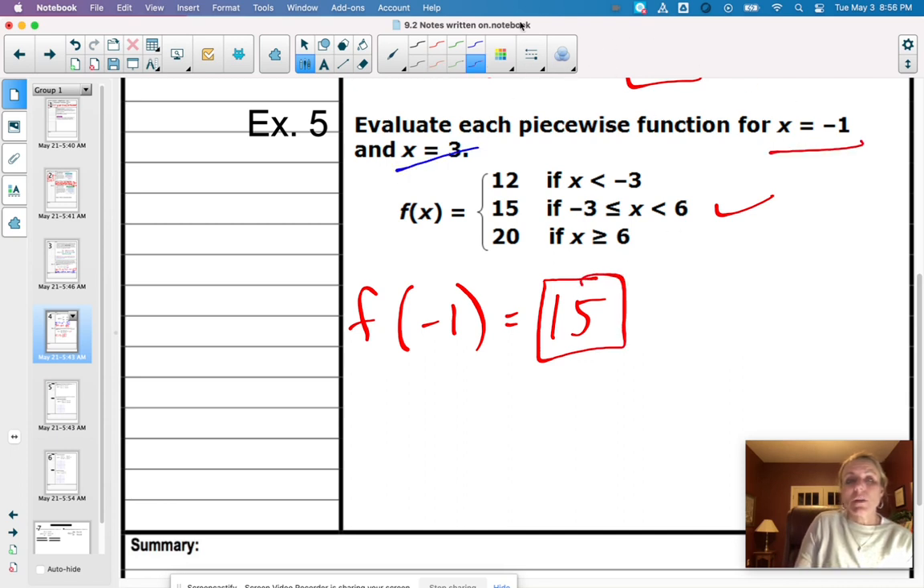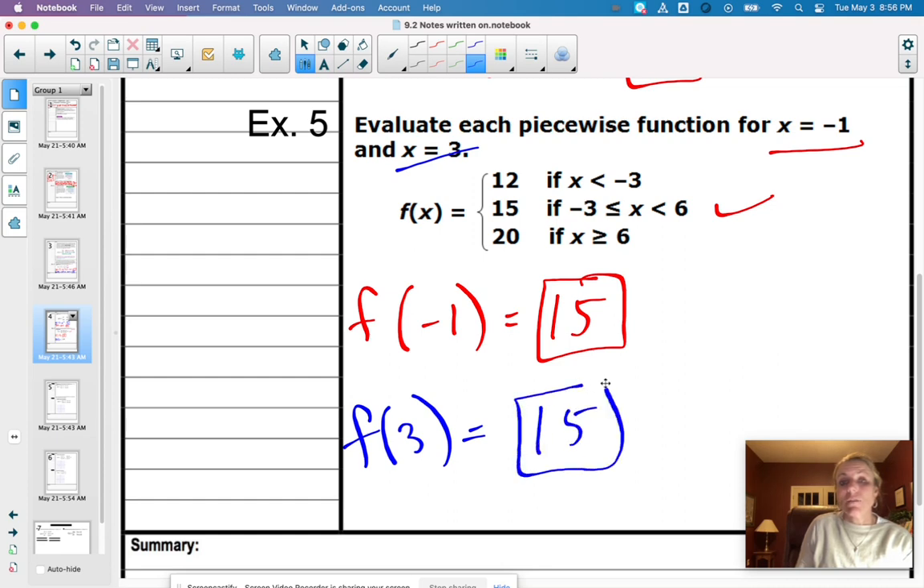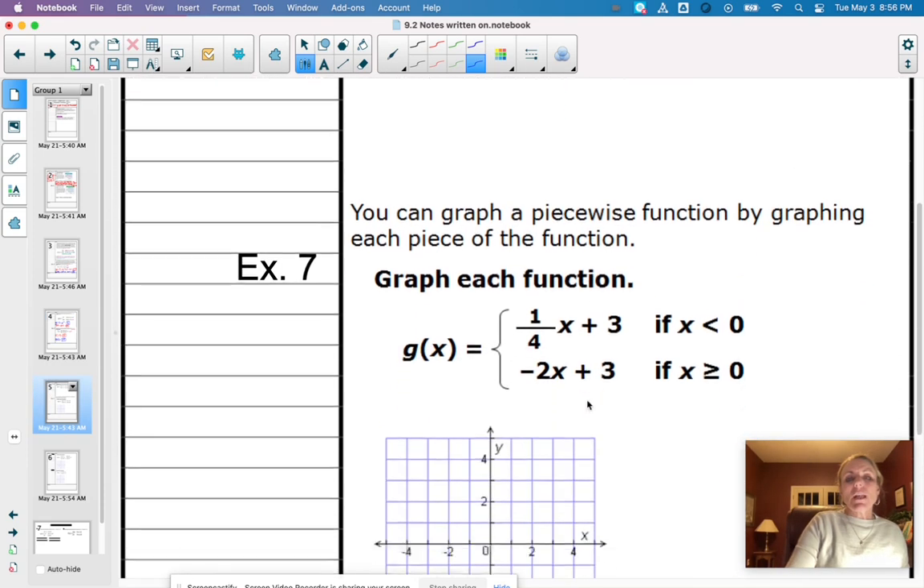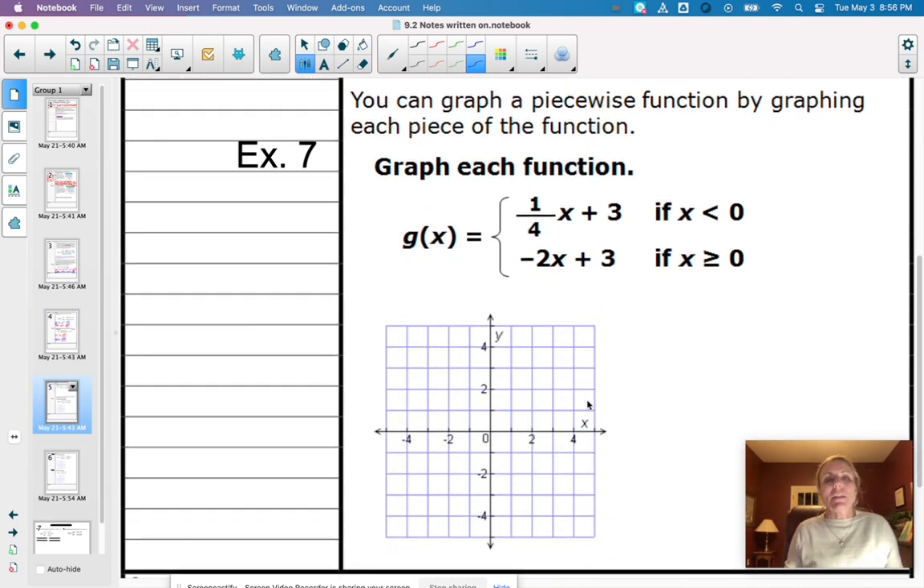Now let's change our color. When x is equal to 3, so f of 3, where does 3 fall? Well, 3 is not less than -3. Oh, but 3 is in between -3 and 6. So the value of the function is 15. So on piecewise functions, we're looking to see where the x values falls to know what function to use to find the value of the function at that particular x value. Example 6, we're going to do in class, and now we're on to example 7.